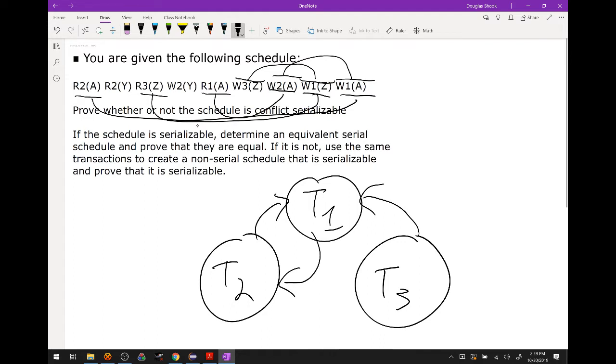If it is not serializable, we're going to use the same transactions to create a non-serial schedule that is serializable and then prove that that is serializable. So think about how we could do that, right? We know that the problem is this cycle. We know that the problem is because of the conflicts between T2 and T1, right? So if I want to make a schedule that is serializable, I need to remove one of those edges somehow. I need to get one of those edges out of there so that that cycle goes away.